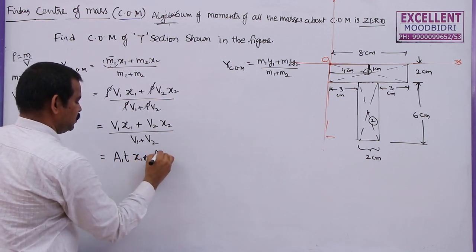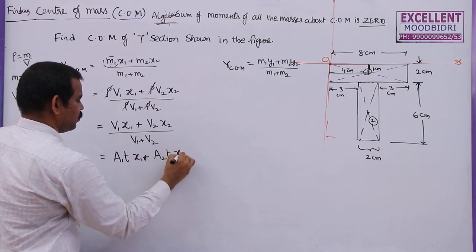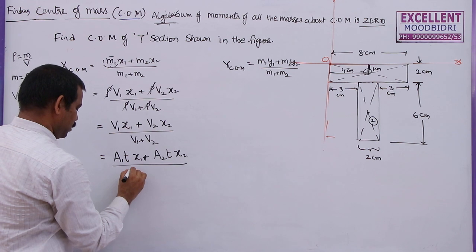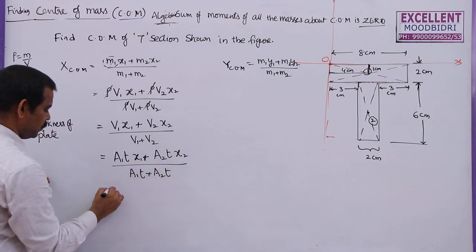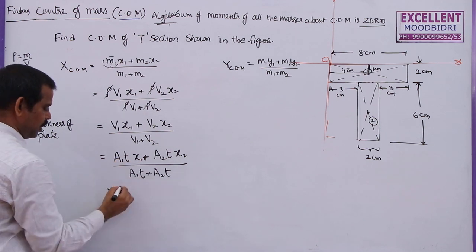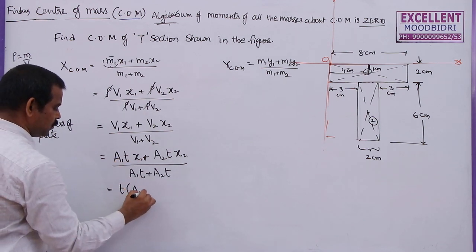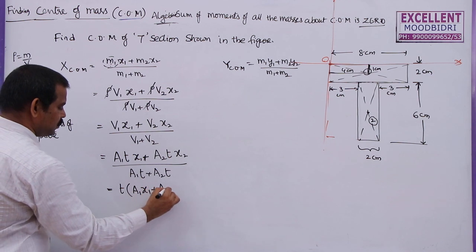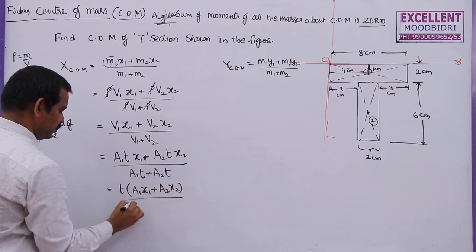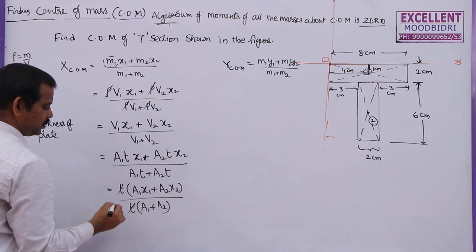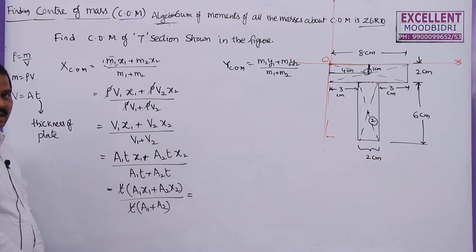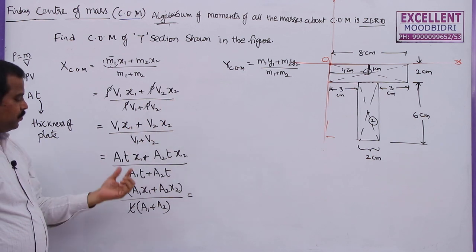Plus this is A2 into T into x2 by A1T plus A2T. You can see here, you can take T common. If you take T common, A1 x1 plus A2 x2 by A1 plus A2, the T gets cancelled. So what is the center of mass for this system?